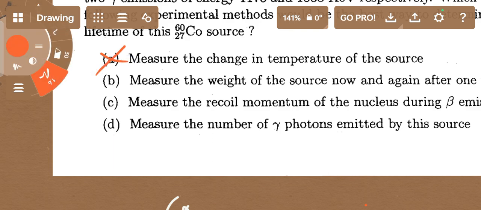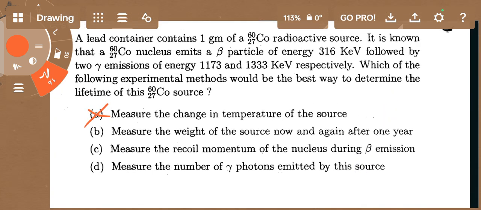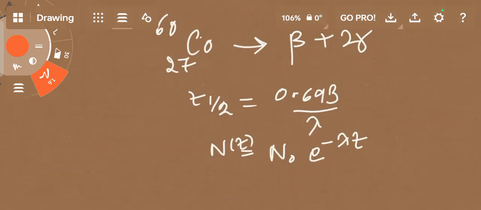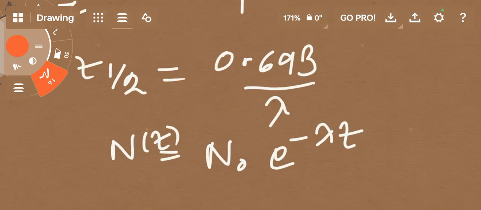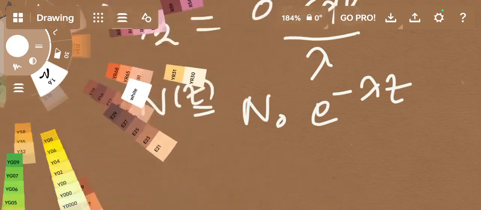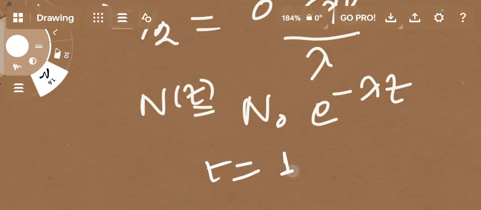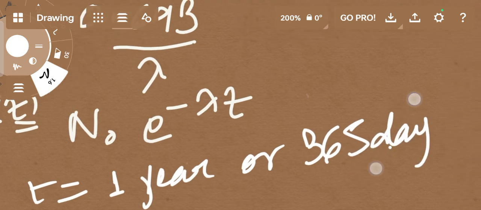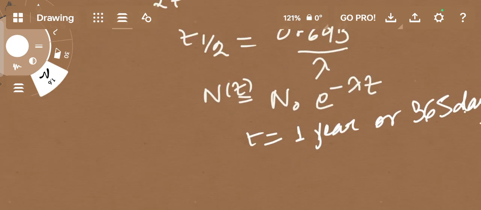Now the second option is measure the weight of the source now and again after 1 year. So this looks like it could be a good way to find the lifetime of the cobalt-60 source, because if we are fixing a time, then we can find the decay constant. So if you say t equals 1 year, or 365 days, right? Now what you can do is you can find the decay constant.